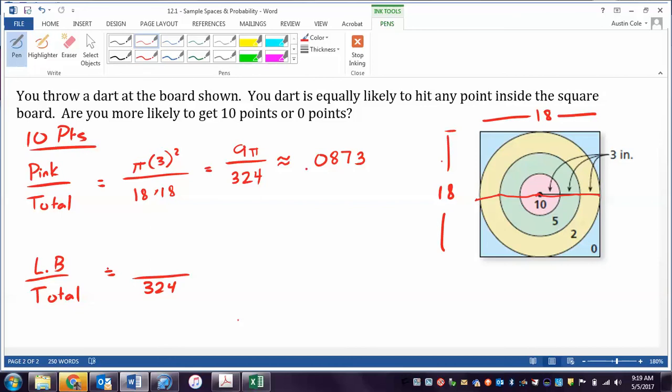So what's the radius of the big circle? 9. So the area of that big circle is going to be 9 pi. So you need to take 324 minus 9 pi. Oh, shoot. Yeah, we better do 9 squared pi, which is 81 pi. Never mind. 324, which is the total of the square, minus 81 pi. And then get that number, divide it by 324, because that's our total. And that will get us the likelihood of getting a 0. Point 2146. So are you more likely to get 10 points or 0 points?